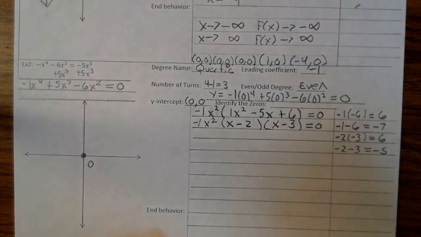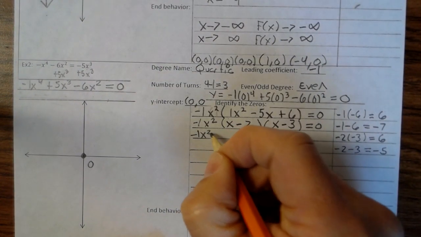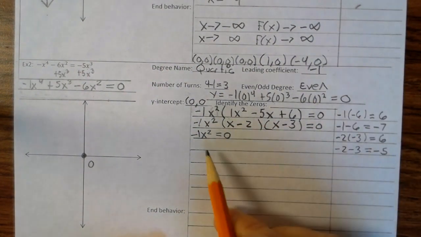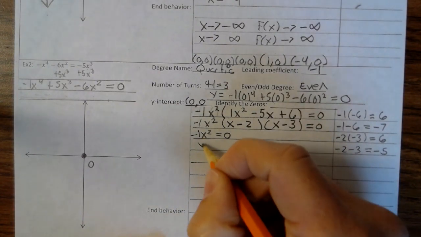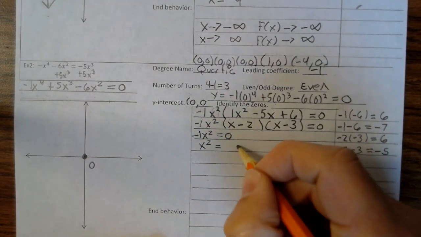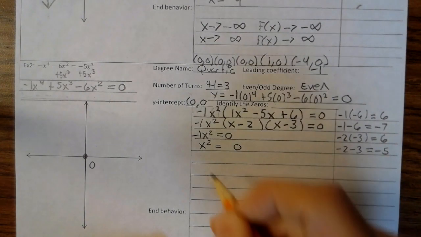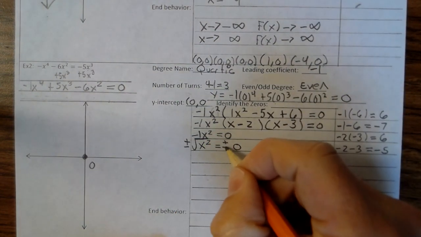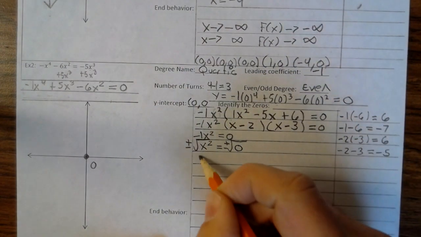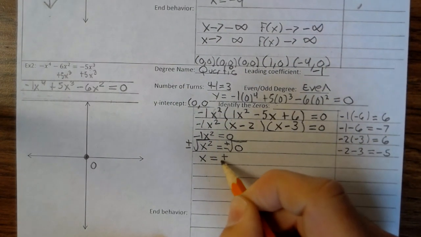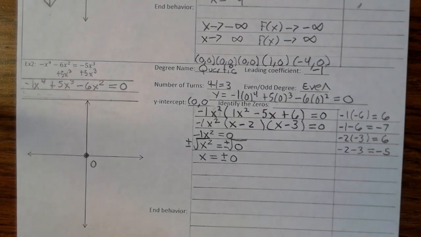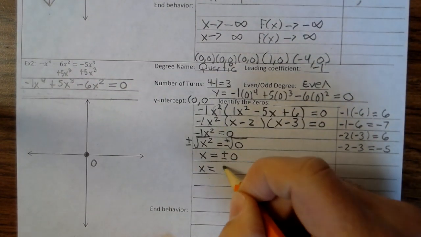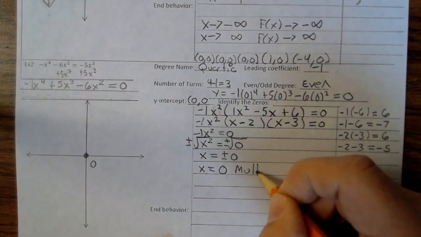Now we set them equal to 0. So we have negative 1, x squared equals 0. Divide both sides by negative 1. So x squared equals 0. Take the square root of both sides. Remember, square root is plus or minus. So that's x equals plus or minus 0. So x equals 0 with multiplicity of 2.